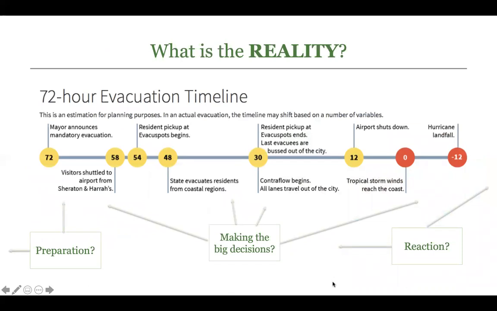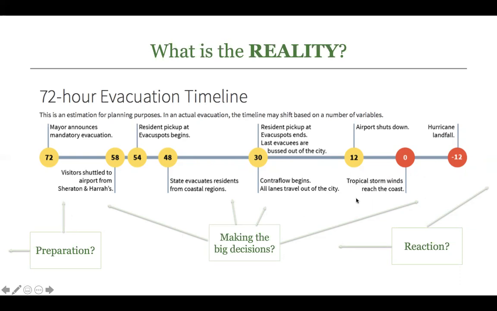So yeah, this is how that timeline differs. I put it after that point, but preparation can occur in the 72nd hour. It can, hopefully, occur weeks, months before, as we were talking about in the first and second weeks. And then where does our decision making happen?